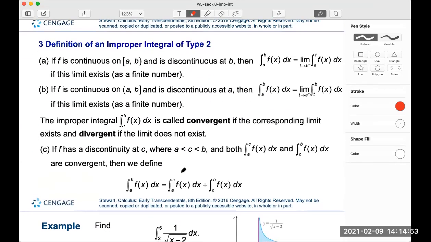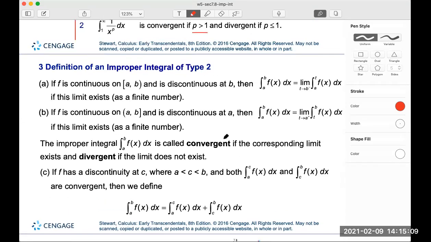And so we studied when the limit is very large, right? It goes to infinity, that is type 1. And type 2 improper integral is when the integrand f(x) has some discontinuous point.